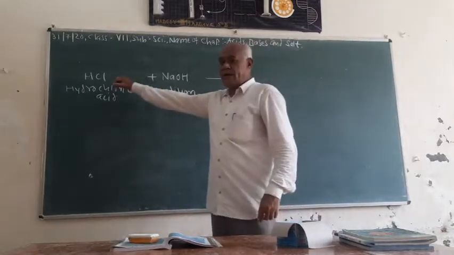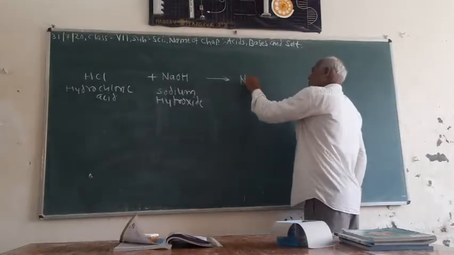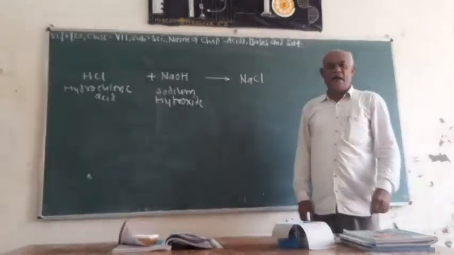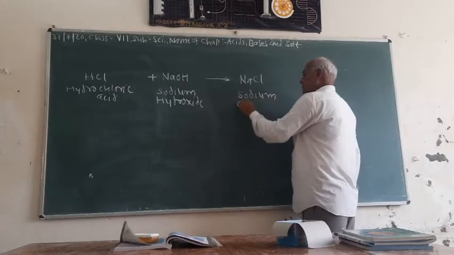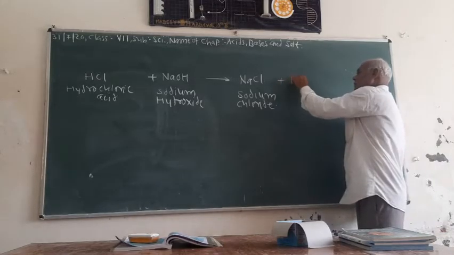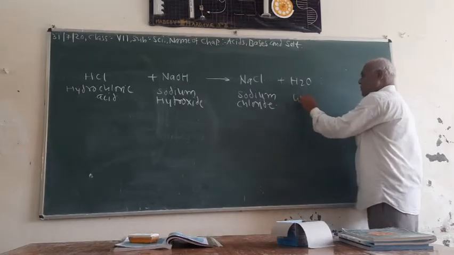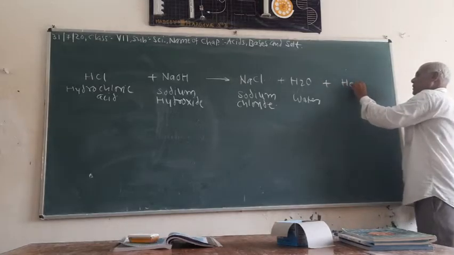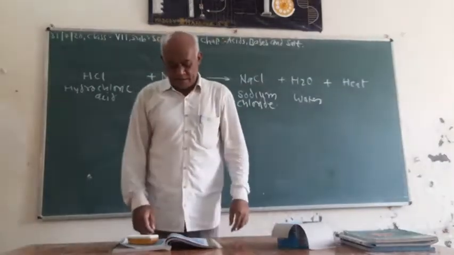So, the reaction between hydrochloric acid and sodium hydroxide produces salt. Here, the salt is sodium chloride, that is NaCl. Water is also produced. Water represents H2O. And heat is also produced or evolved. So, this is the example of neutralization reaction.